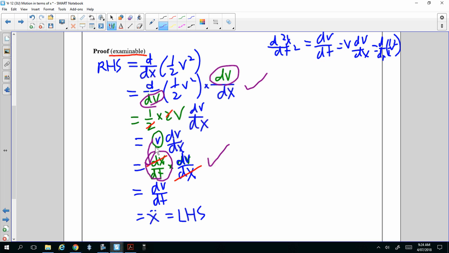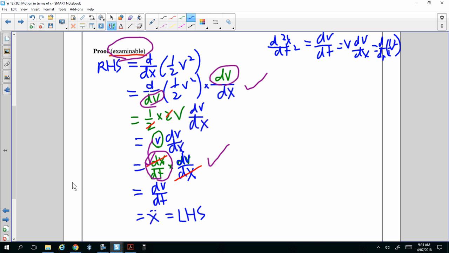Now, the next question is, how do we use this result? We're going to use this result to do a question, and then we'll do an HSC question. I'm actually going to write this down, the proof. Alright, okay, so let's move on. Next page.